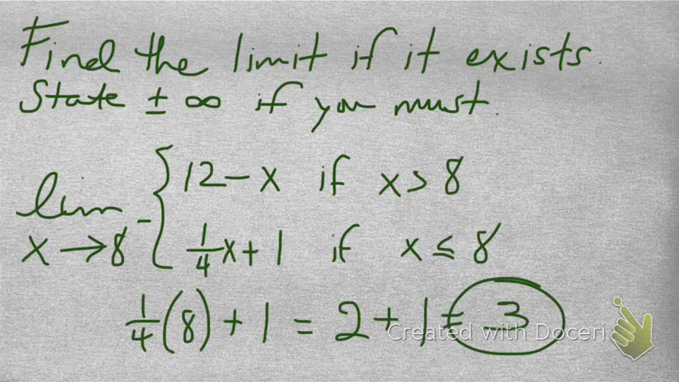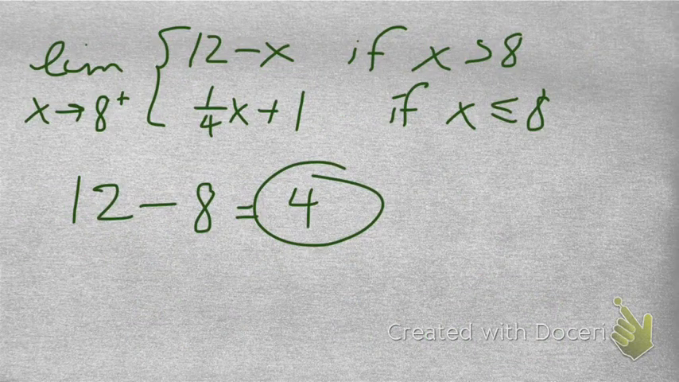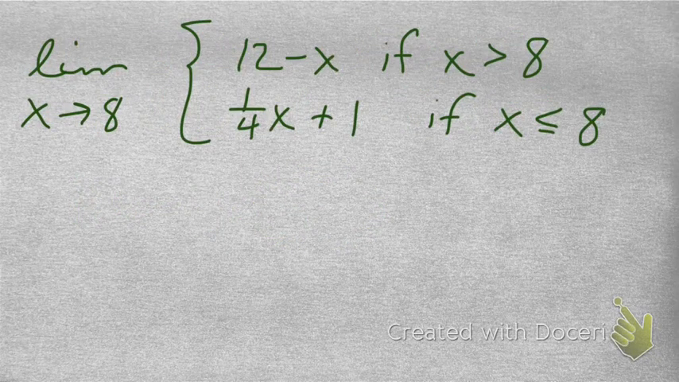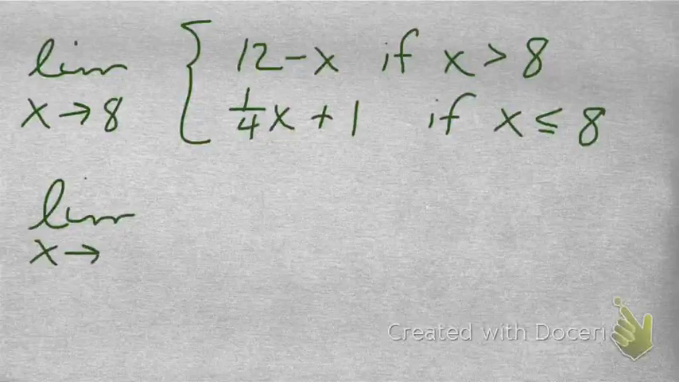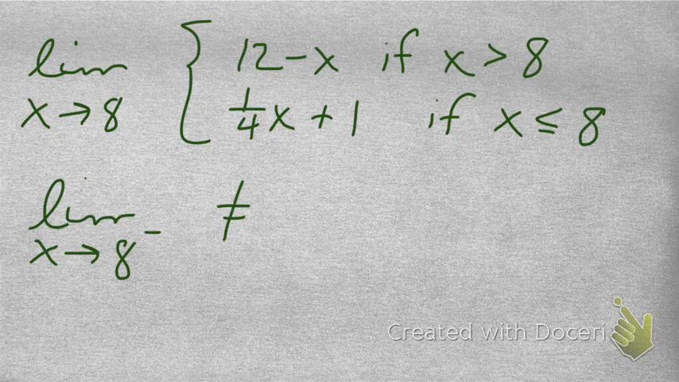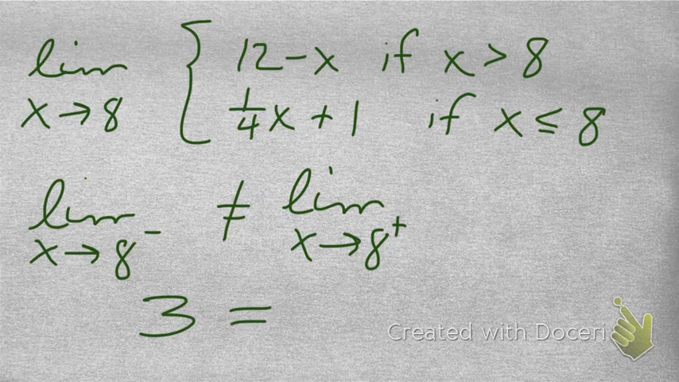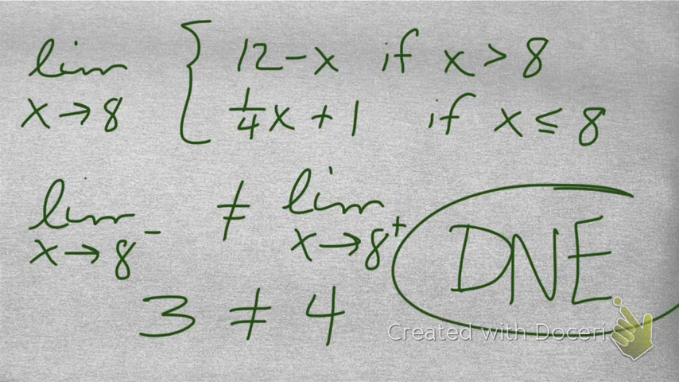Recall that the limit as x approaches 8 from the left is 3. So if you're asked, what about the limit as x approaches 8? In that case, we say that the limit does not exist, because the limit as x approaches 8 from the left does not equal the limit as x approaches 8 from the right. From the left, we got a limit of 3, and that's not the same as what we got from the right. So that limit overall, as x approaches 8, does not exist.